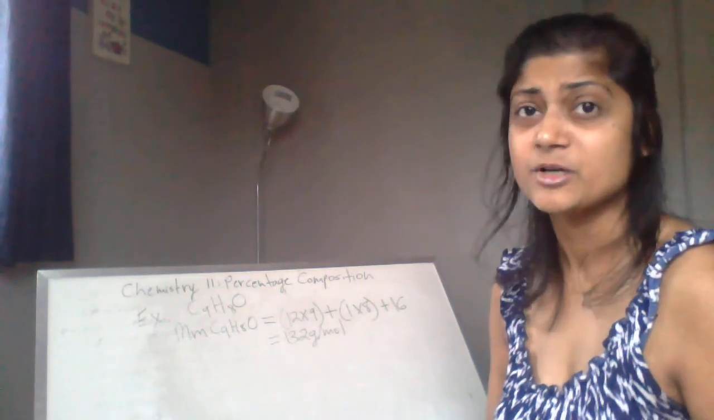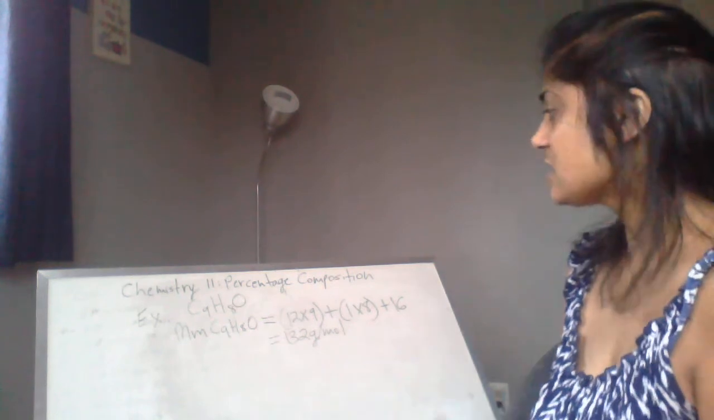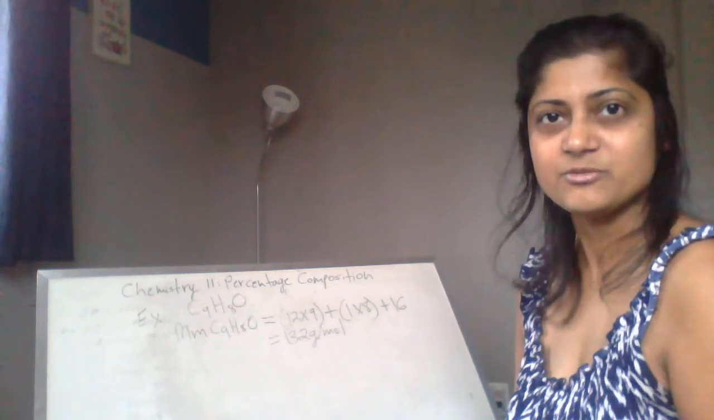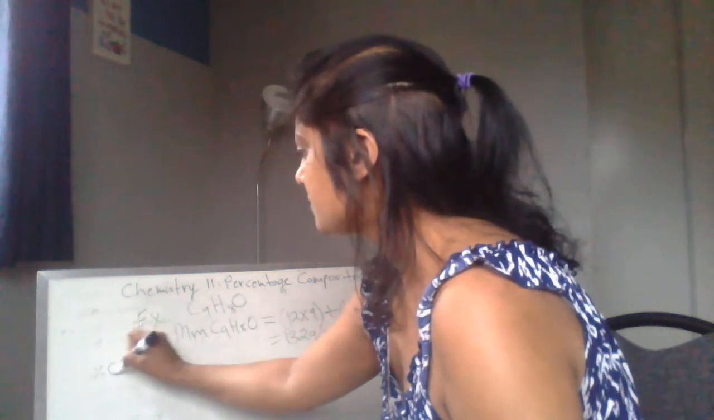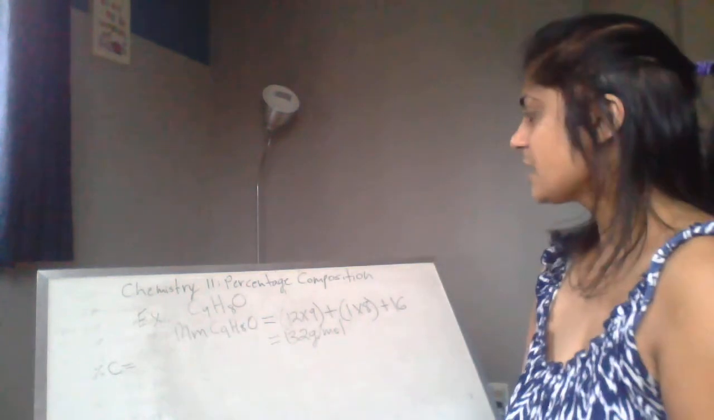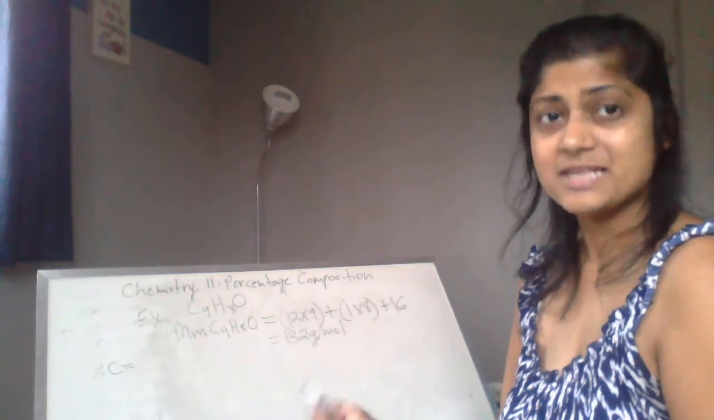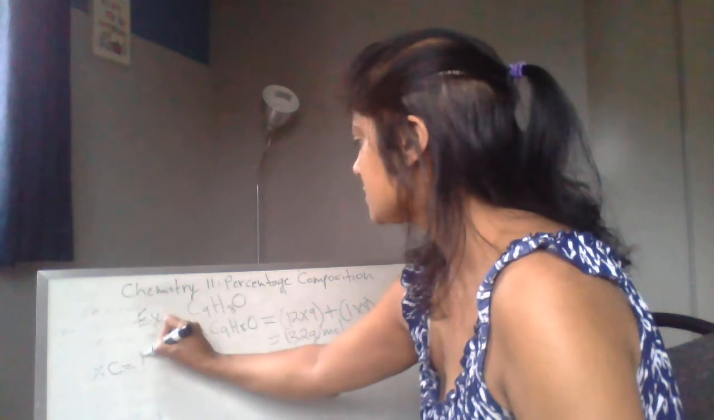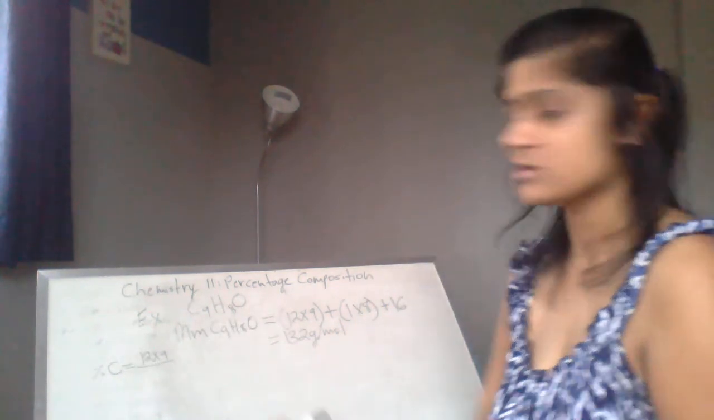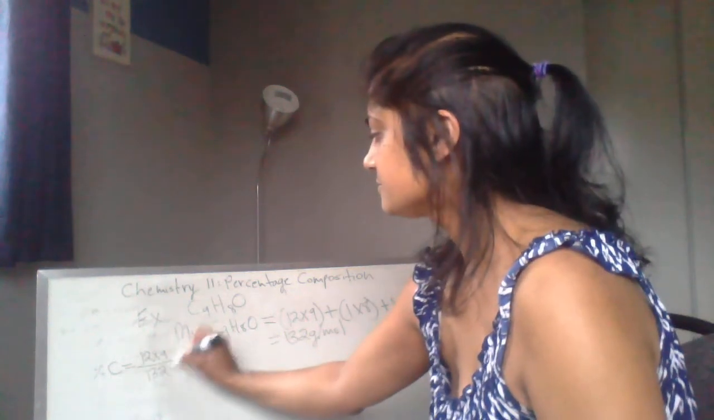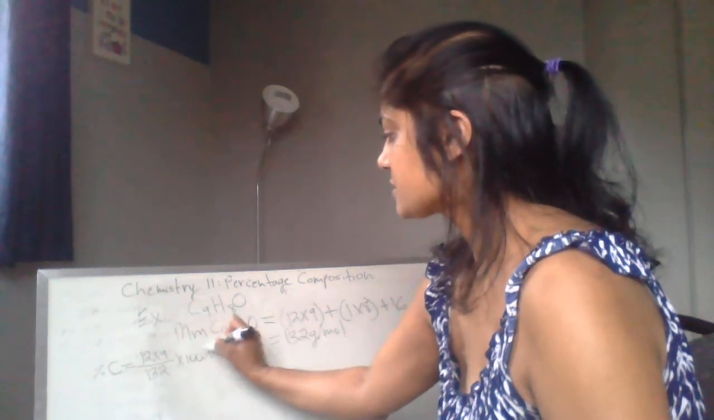And again, make sure you are putting grams per mole. Teachers are taking off marks all the time. So I have the total molar mass of my compound. First we're going to start off with the percentage of carbon. I'll put percent carbon. On the top should be the mass of carbon, so we'll put 12 times 9 over the total molar mass, which is 132, times 100%.